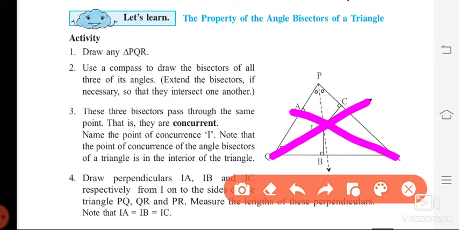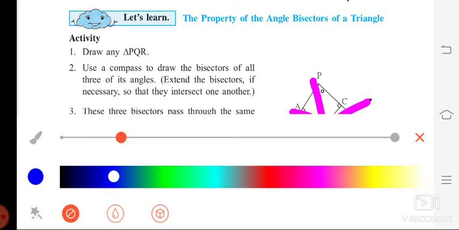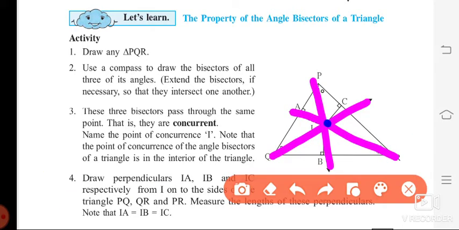Okay, I'll use some other color so that you can see it clearly. So here is that point which I have shown with blue. That point is called the point of concurrence. And remember children, this point is equidistant from the sides of the triangle. It is at an equal distance from the sides of a triangle.